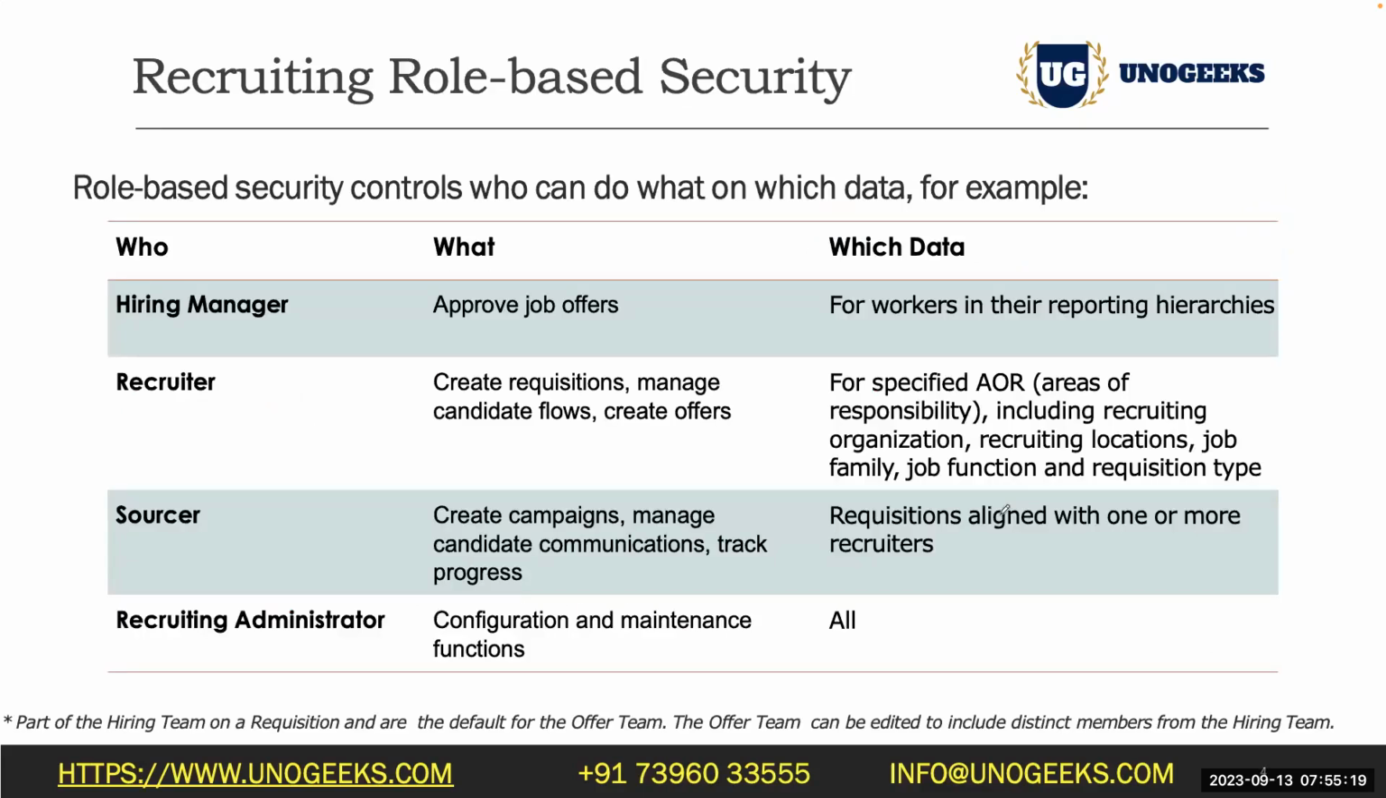So as I said, Oracle Fusion works based on role-based security control, right? This is an example of who can perform what kind of transactions on which data. These are very commonly used terminologies when it comes to roles and security: who, what, which data. So first, we take the hiring manager. What a hiring manager can do is approve a job offer. For which job offers can they approve? For the workers in their reporting hierarchies. So this is an example of the hiring manager.